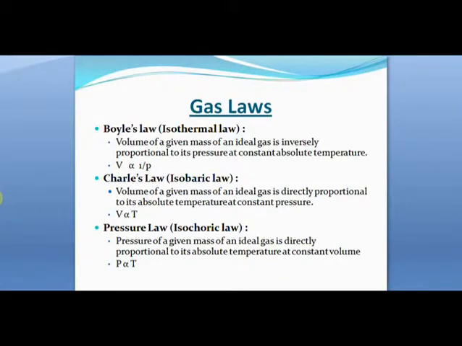Now we will discuss Charles' law. Charles' law is also called isobaric law. This law states that the volume of a given mass of an ideal gas is directly proportional to its absolute temperature at constant pressure. So according to Charles' law, the volume of a given mass of gas is directly proportional to its absolute temperature at constant pressure. So from here we have V by T is equal to constant.